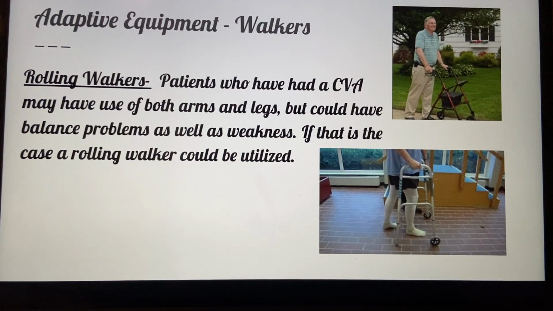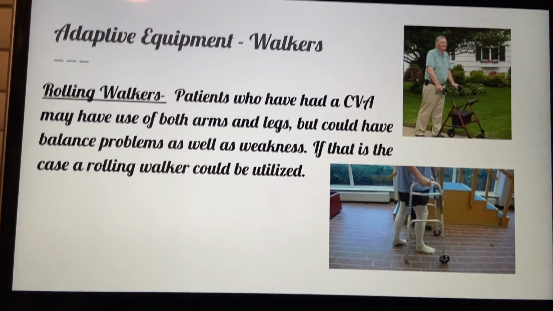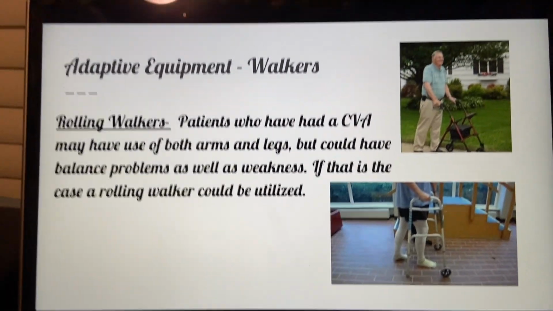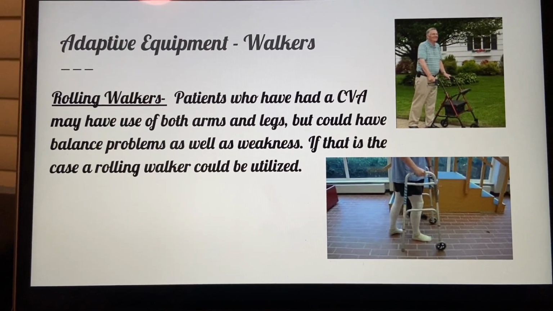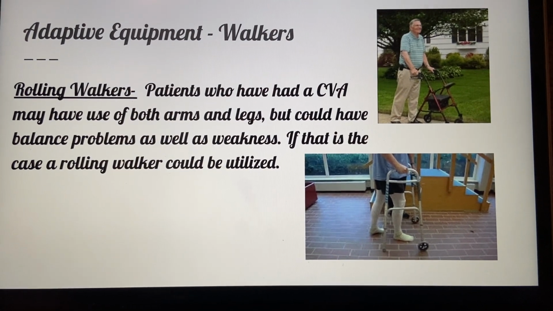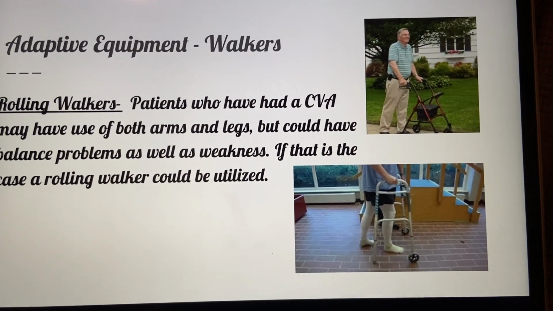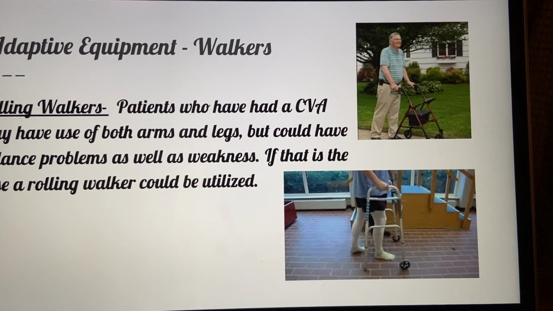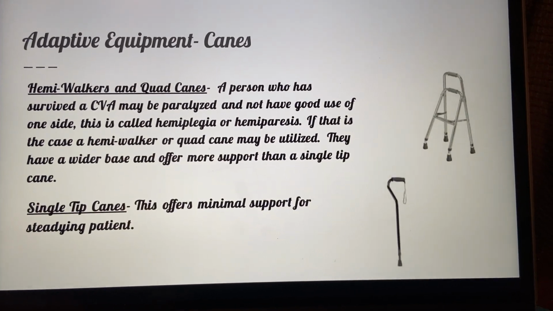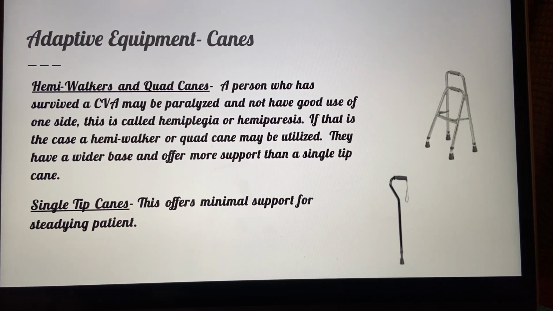So, talking about the adaptive equipment, the walker. Patients that have had a CVA may have use of both of their arms and legs, but they could also still experience some balance problems due to the weakness. If this is the case, a rolling walker is going to be utilized and will be very beneficial in their recovery. For a cane, there are a couple different kinds of canes.